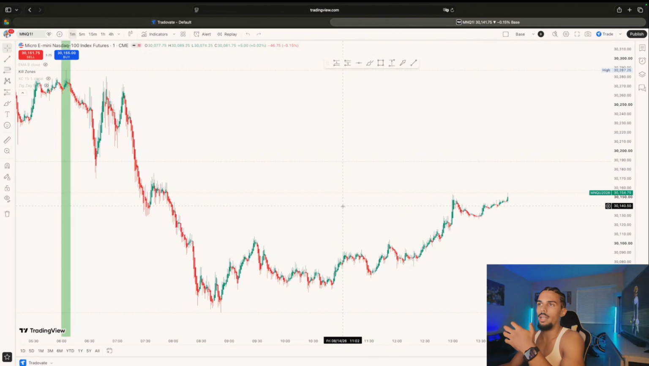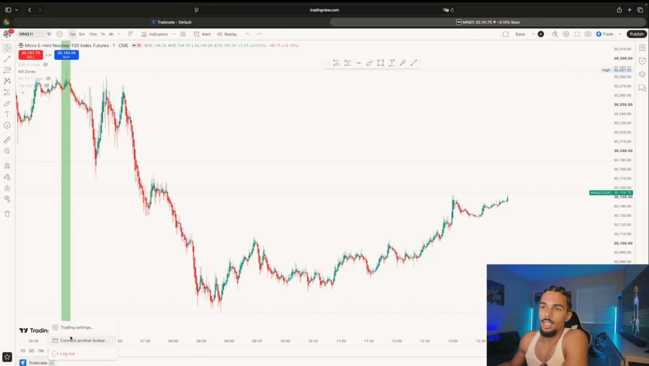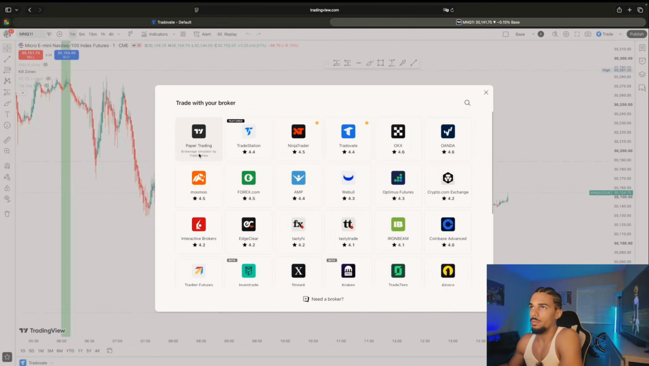Now I'm about to show you how to connect your broker to TradingView. You come up to this right corner. You either come to connect, and it will say I already have an account. I'm already connected, so that's why it has my TradingView. It says connect another broker, because I already have my broker connected. But you'll see in this bottom left corner, you can click here, connect another broker.